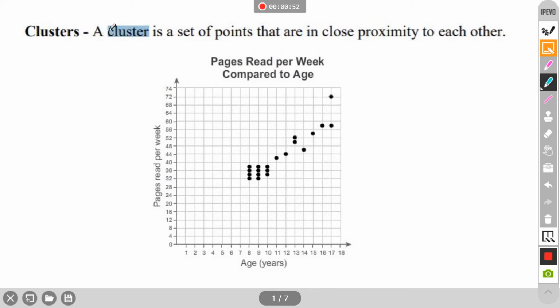But sometimes we come across what we call a clustering of the data. For a clustering of the data, you'll see a whole lot of points that are kind of piled together. If you look at this example that I have here, we happen to have a cluster of points right here.